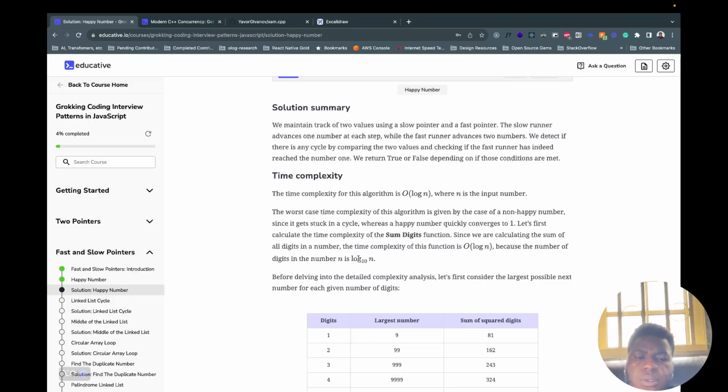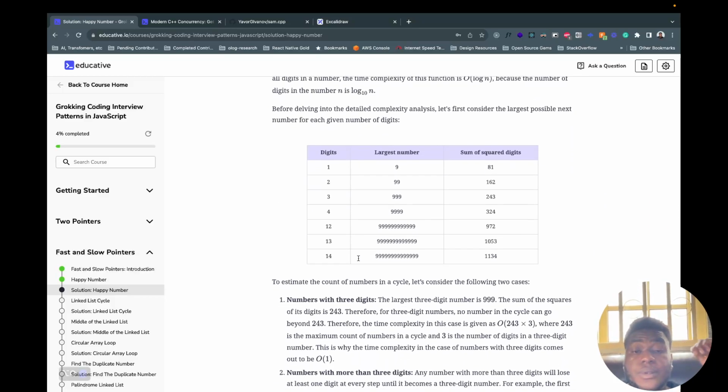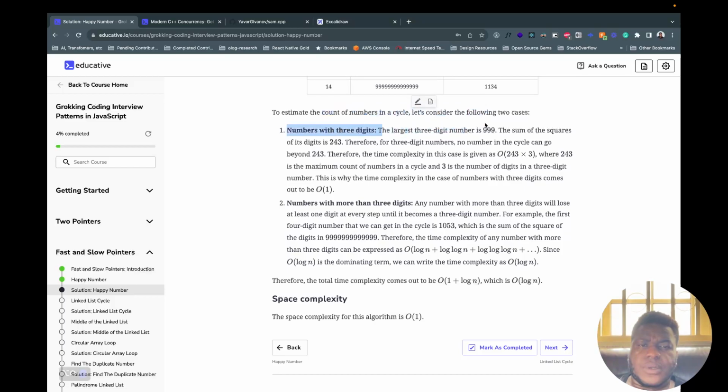Before delving into the detailed complexity analysis, let's first consider the largest possible next number for each given number of digits, to estimate the count of numbers in a cycle. Oh boy, this is like the most involved time complexity. For a 3-digit number, the largest number is 999.